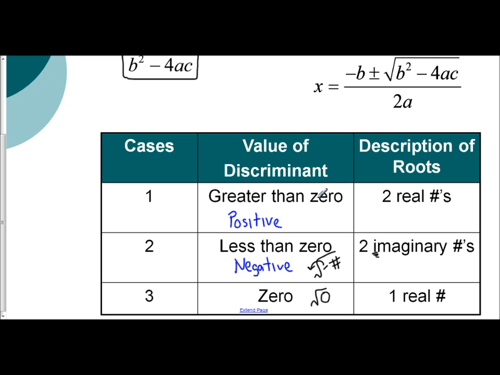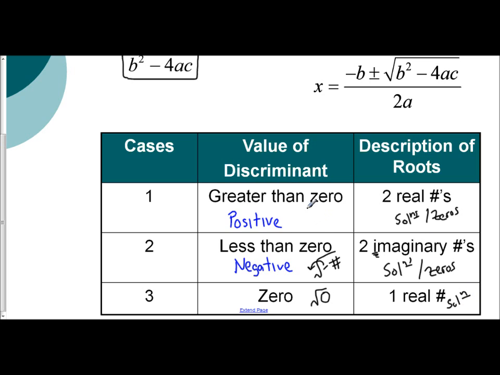And again, what's nice about it is it allows you to analyze what the solutions look like before you find them. So if I have a discriminant greater than 0, a positive value, I'm going to have two real numbers, two real solutions. And remember, another word for solutions is roots and zeros. If it's a negative number, you're going to have two imaginary solutions, two imaginary roots, zeros. If it's equal to 0, you're going to have one real solution, one real zero.